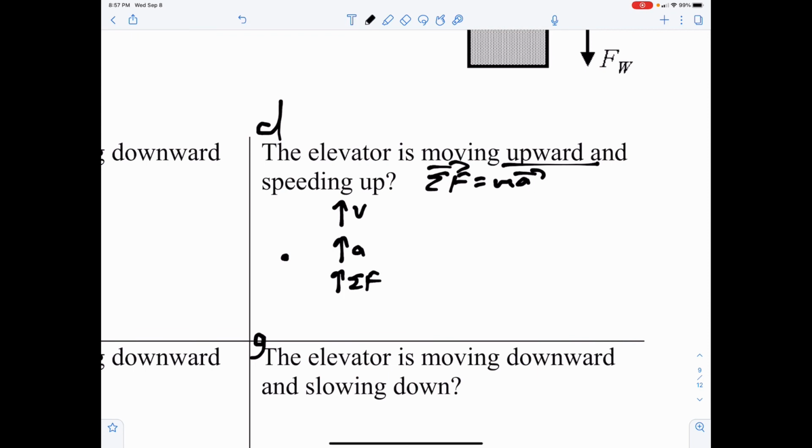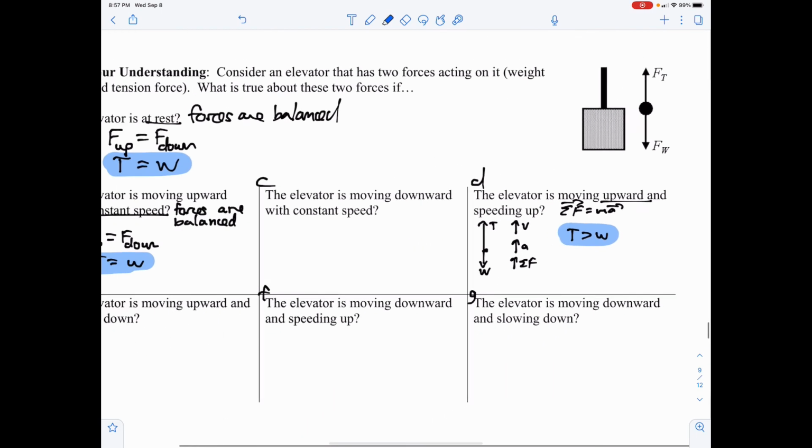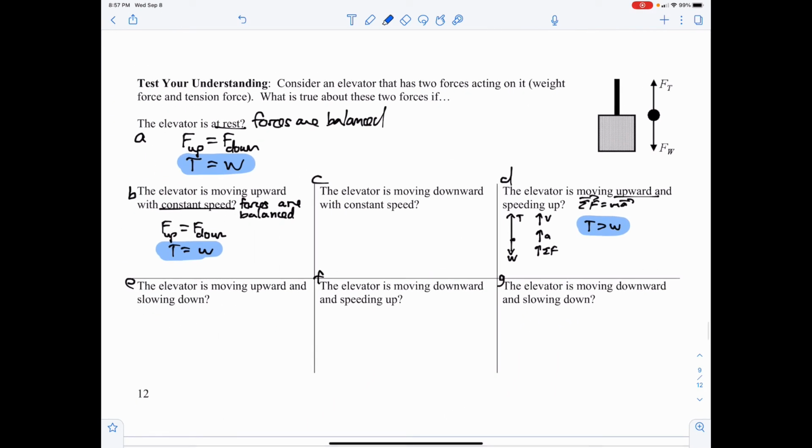Well, if the net force is up, that means the force that is going up has to be greater than the force going down, which means we would draw the tension longer than we would the weight. And therefore, tension is greater than the weight. Okay? So again, we just want to consider comparing tension and weight. Are they equal? When are they unequal? If they are unequal, how are they unequal?